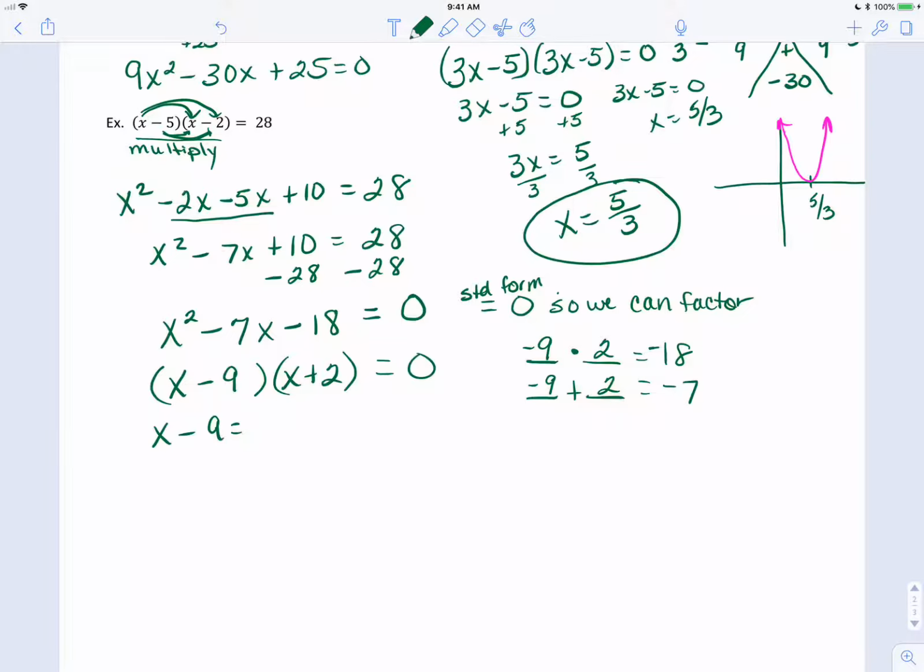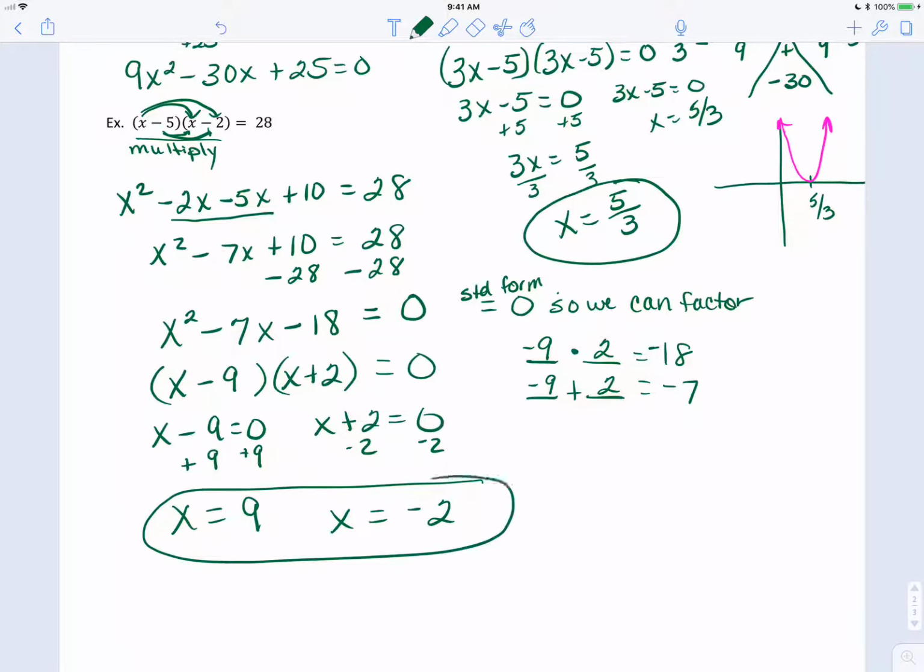Remember, we set those factors equal to 0, and then solve for each one. So x is equal to 9. Subtract 2, x is equal to negative 2. So those are those solutions.